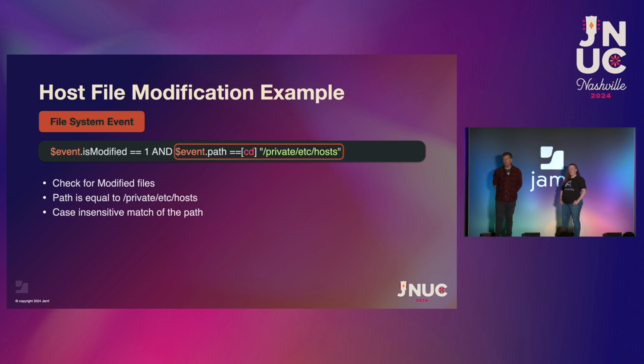So we're looking at the path of the file that was modified. We've got the C in the square brackets to do a case-insensitive match. And then we're specifying the path to the file we want to monitor. So in this case, if the hosts file is modified, that would turn true, and then that would trigger our analytic for us to then go investigate.